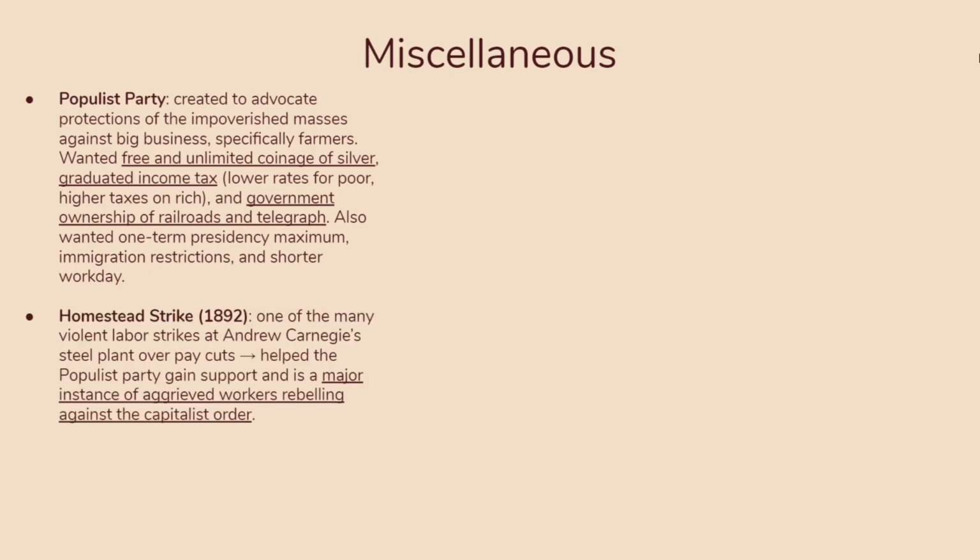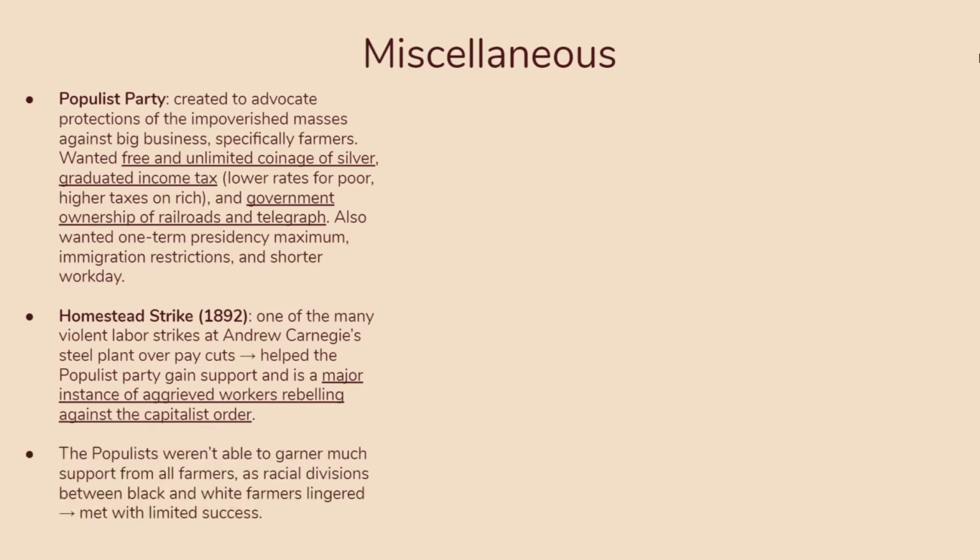Another thing you should know about is the Homestead Strike of 1892. This was one of the many violent labor strikes at Andrew Carnegie's steel plant that occurred over pay cuts, and really all of these strikes helped the Populist Party to gain support. It's a major instance of aggrieved workers rebelling against the capitalist order. We'll talk more about Andrew Carnegie and all of these other robber barons or business tycoons in later chapters, but this strike is definitely one you need to know about.